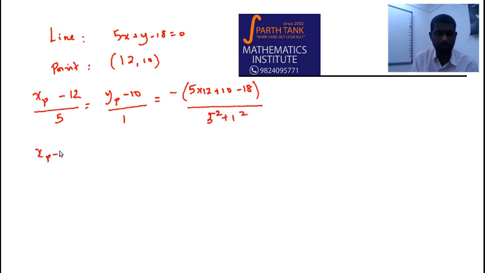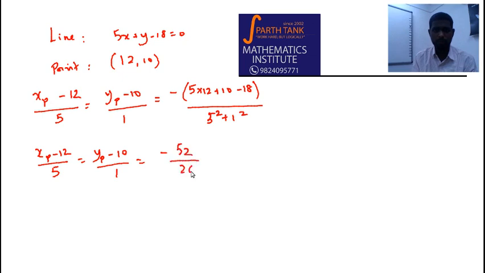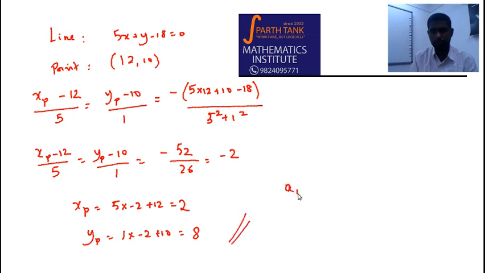So this (xp - 12)/5 = (yp - 10)/1 is 5 twelves are 60 plus 10, 70, minus 18 is 52. So minus 52 upon 26, which is minus 2. Therefore xp is 5 into minus 2 plus 12, which is 2, and yp is 1 into minus 2 plus 10, which is 8, right? So this is the foot of the perpendicular, (a, b) is (2, 8).